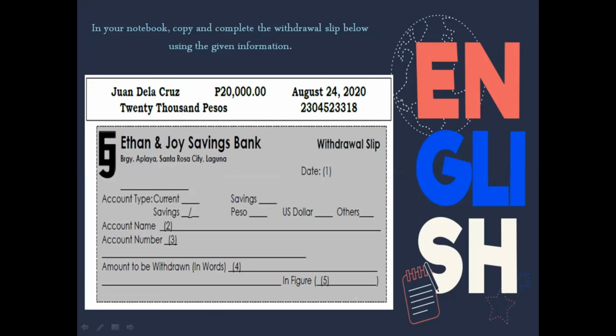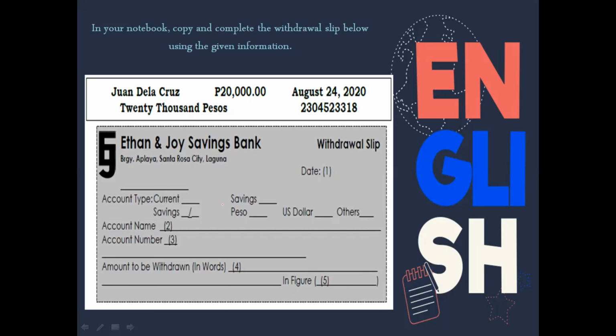performance task. In your notebook, copy and complete the withdrawal slip below using the given information. So, provided the information, the name of the depositor, how much is he going to withdraw, the date, this is the account number, this is amount to be withdrawn. Okay, this is in words and you have to write it in figure.